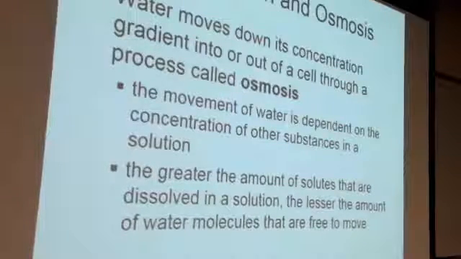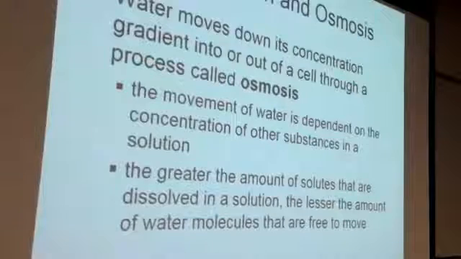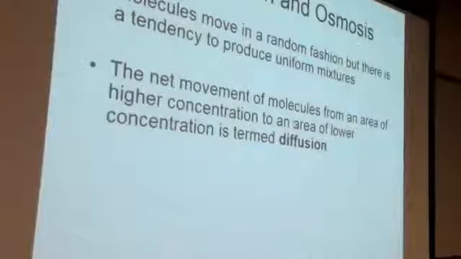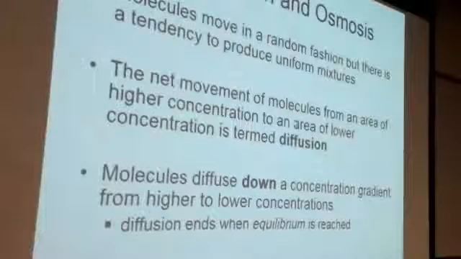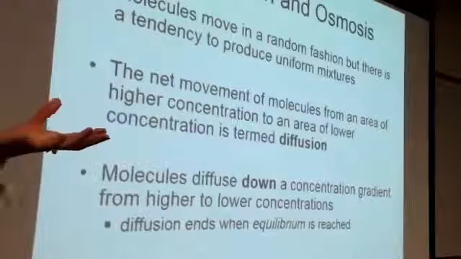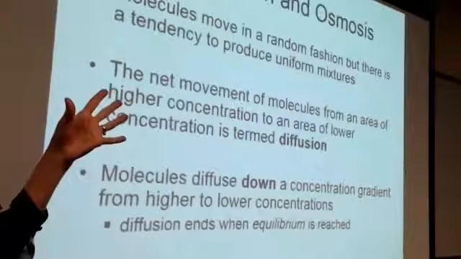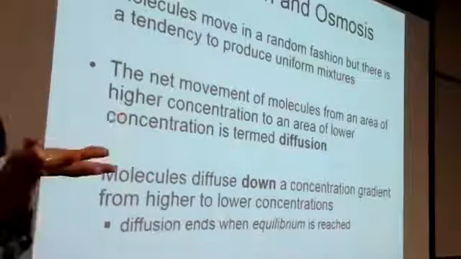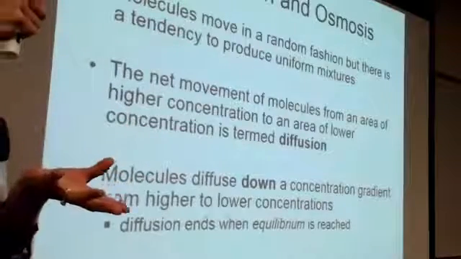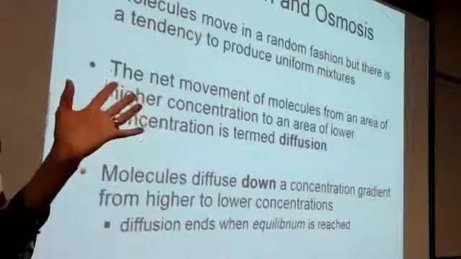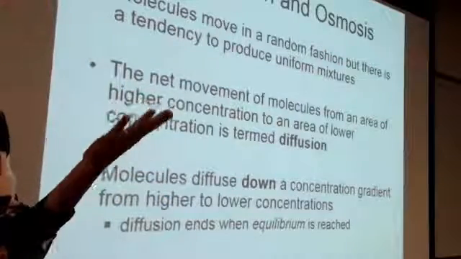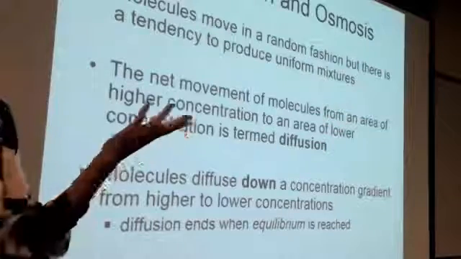Okay, so the first one we looked at was just simple diffusion. Diffusion is just the tendency for molecules to spread out. With or without a membrane, their tendency is to spread out evenly. If you put a drop of food coloring in a glass of water, you don't have to stir it. It's faster if you do, but if you just leave it for a little bit and come back, the food coloring automatically disperses evenly. That's diffusion.